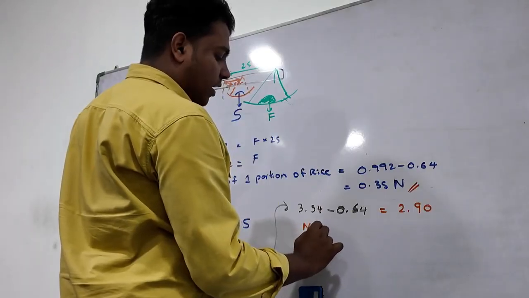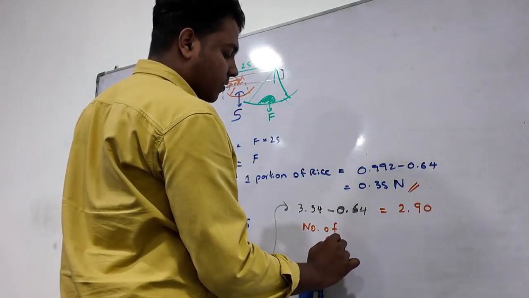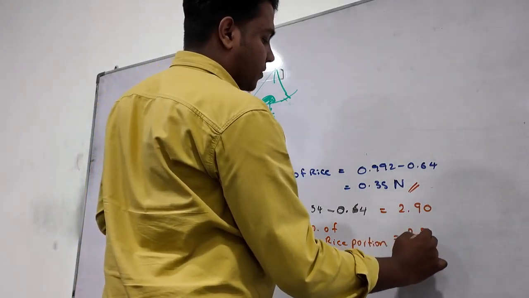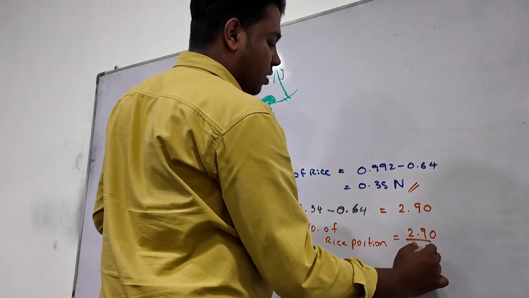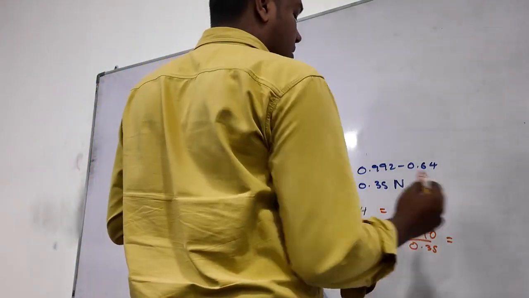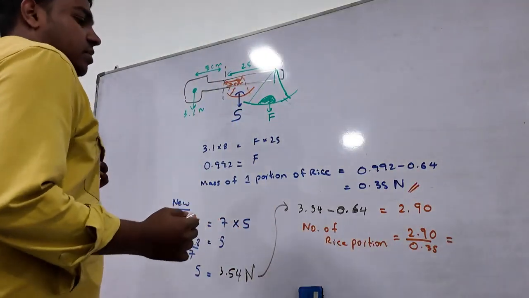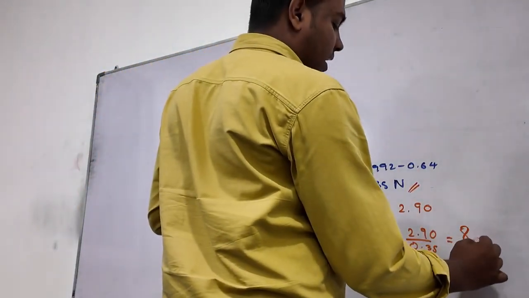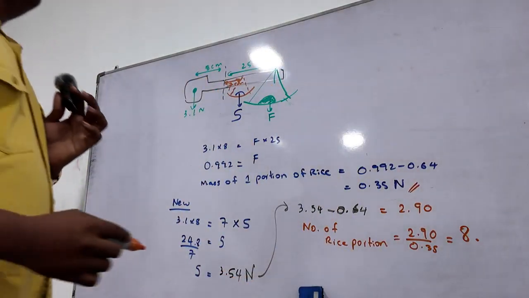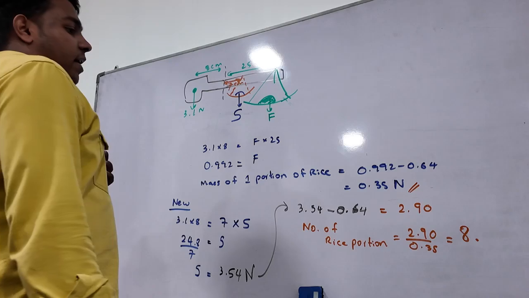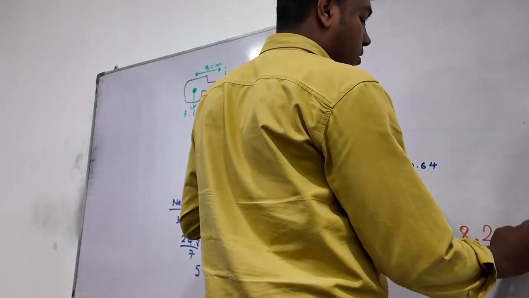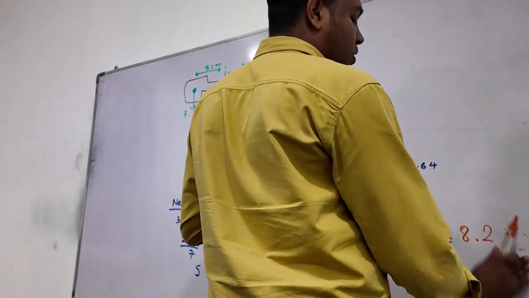So how do we calculate the number of rice portions now? We divide 2.90 by 0.35. You should get an answer as 8 point something. Is it 8 point something? Yes. You should get an answer of 8.2 something. 8.2 portions of rice.